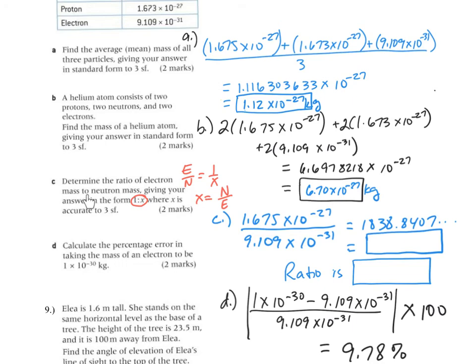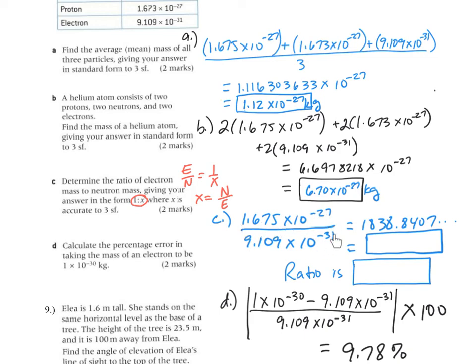Then letter C says, determine the ratio of electron mass to neutron mass, giving your answer in the form 1 to x, where x is accurate to 3 significant figures. Oh, and it doesn't have to be in standard form. So first of all, if we want to take our ratio of electron mass to neutron mass and write it in the form of 1 to x, I wrote this proportion, electron to neutron equals 1 over x. If you solve for x, then x is going to be neutron to electron. So that's where this ratio came from, neutron mass to electron mass.